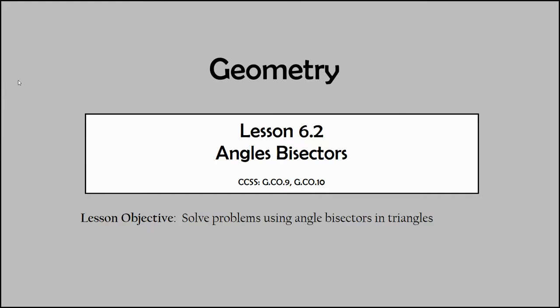All right, today we're going to get into lesson 6.2, which is on angle bisectors. And the focus is, this whole module is on triangles. And so we're going to look at angle bisectors on triangles and what that does for us and how we can use that in some different ideas.